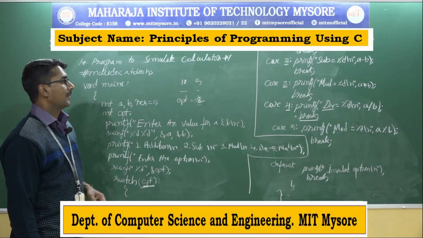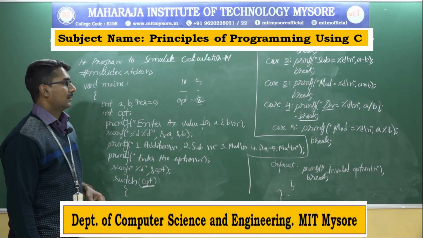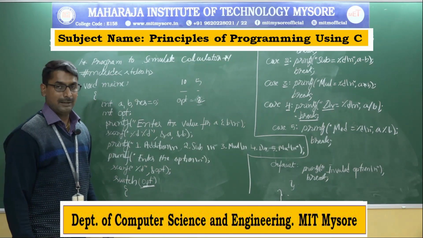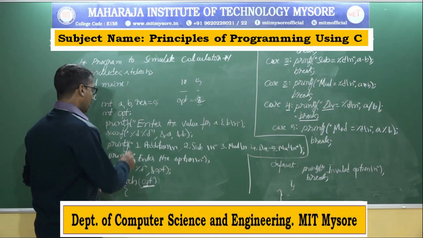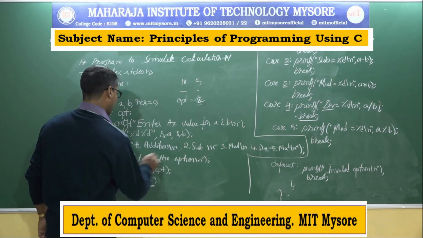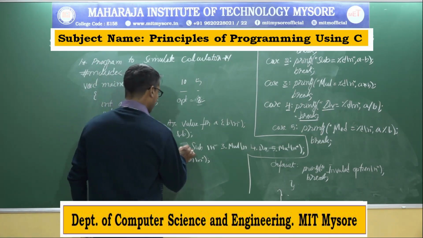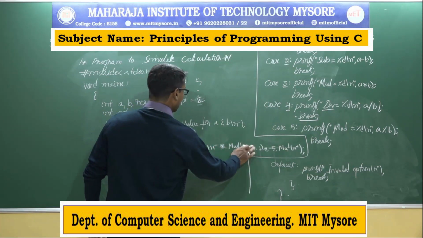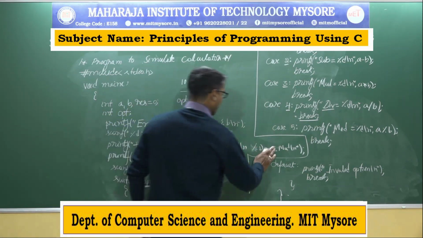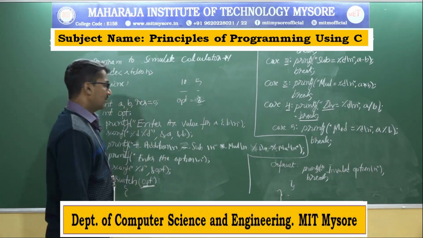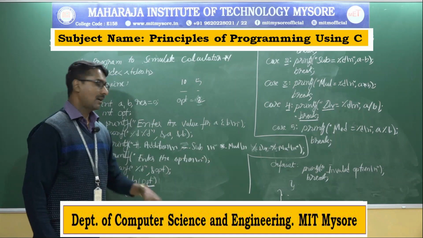Okay. Now I will modify this program. Instead of giving the option 1, 2, 3, 4, 5, I give a symbol as an option. So, plus for addition, minus for subtraction, star for multiplication, slash for division, and modulus. So now I need to use an operator as an option.